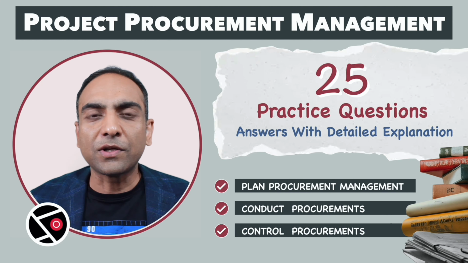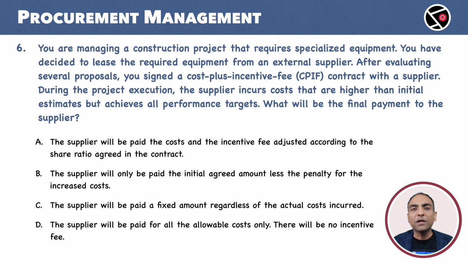You are managing a construction project that requires specialized equipment. You have decided to lease the required equipment from an external supplier. After evaluating several proposals, you signed a cost plus incentive fee, CPIF, contract with the supplier. During the project execution, the supplier incurs costs that are higher than the initial estimates but achieves all performance targets. What will be the final payment to the supplier?